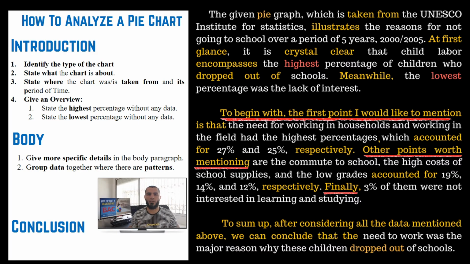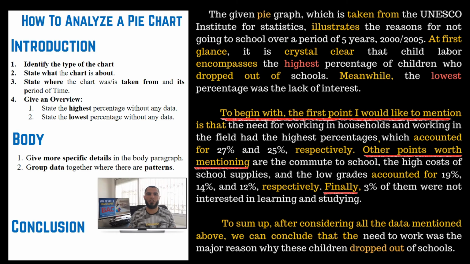Here is the final paragraph. As you can see, the expressions in yellow are useful expressions and templates that you can use to present your data and write a coherent paragraph. So let's read it. To begin with, the first point I would like to mention is that the needs for working in the households and working in the field had the highest percentages, which accounted for 27% and 25% respectively.